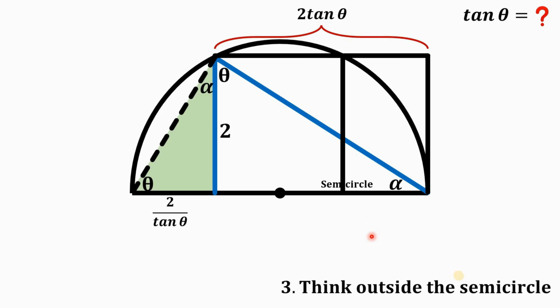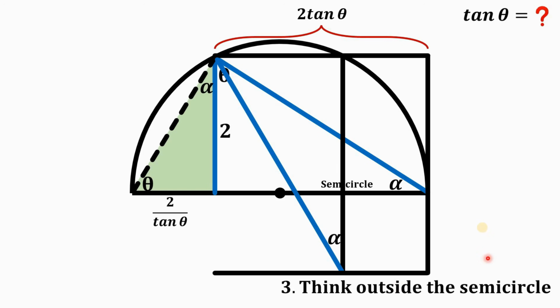Since the name of our solution is think outside the semicircle, let's extend this segment like this, such that if we connect this point of intersection to this point, this angle right over here is also equal to alpha. And then let's create a rectangle outside of our semicircle like this. We know that alpha plus theta adds up to 90 degrees. If this is alpha, this angle right over here simply equals theta. This is alpha, this is theta, and this angle simply equals alpha.